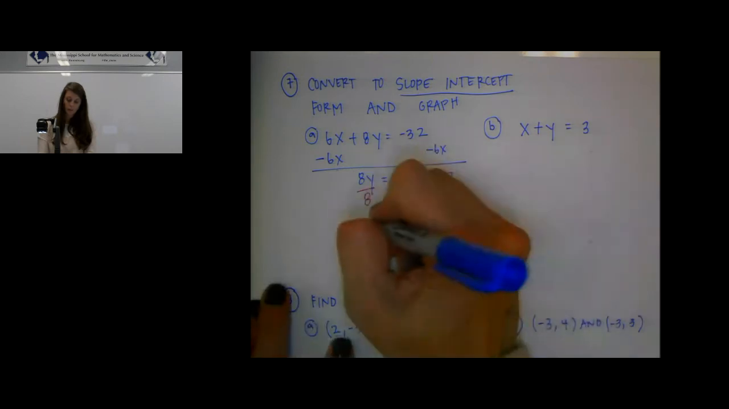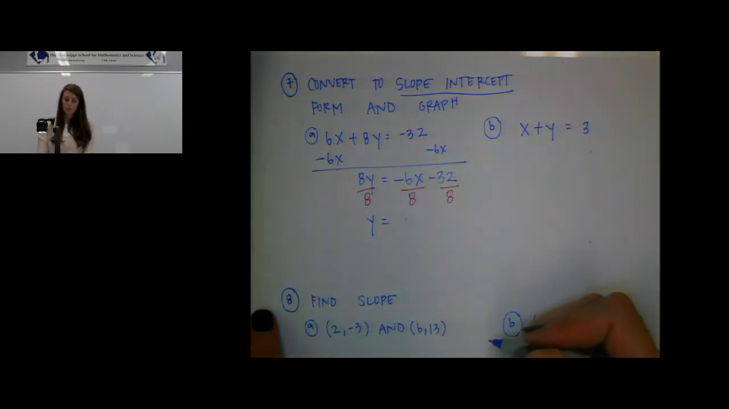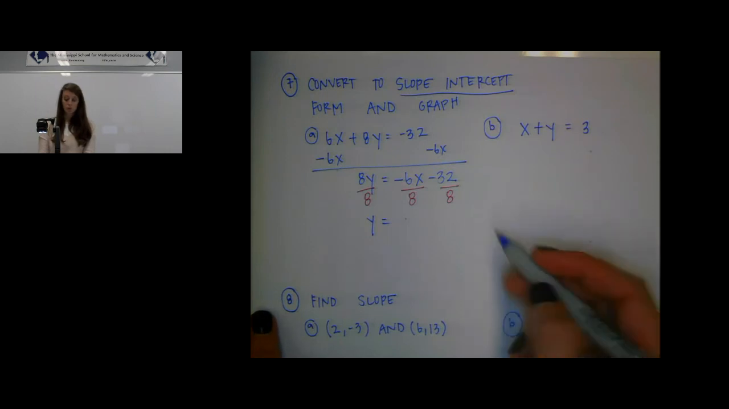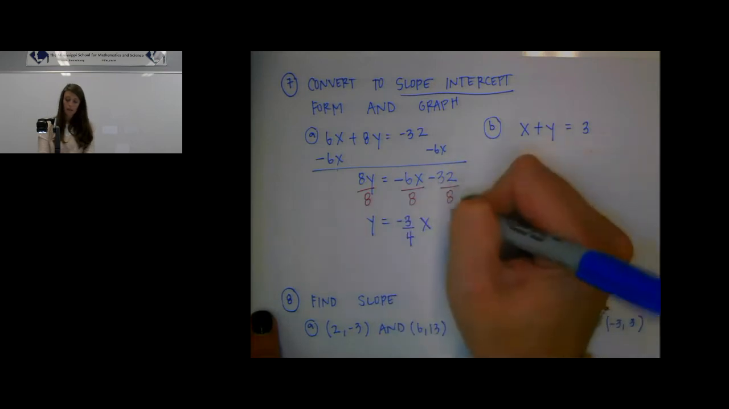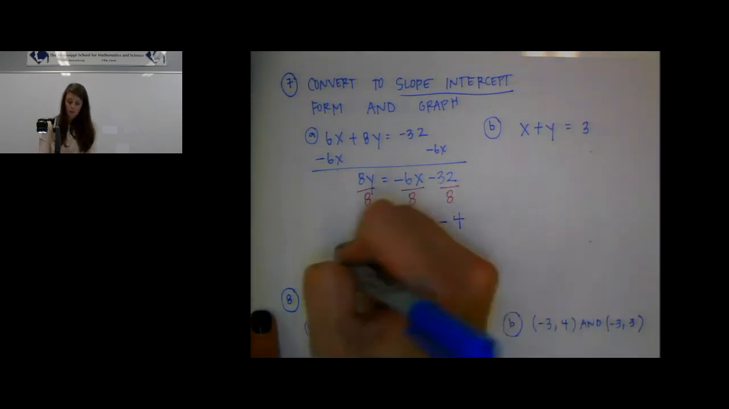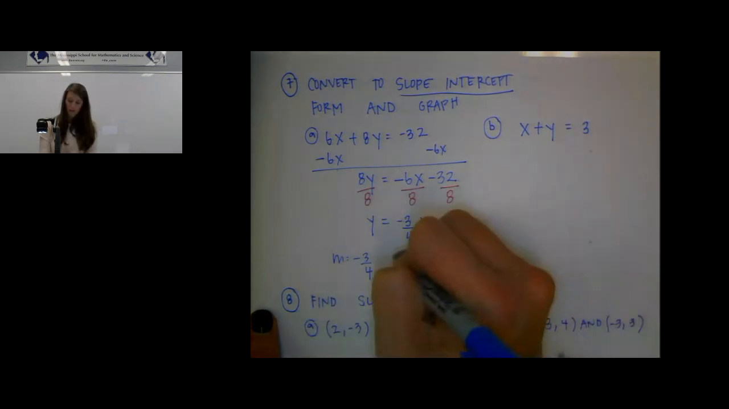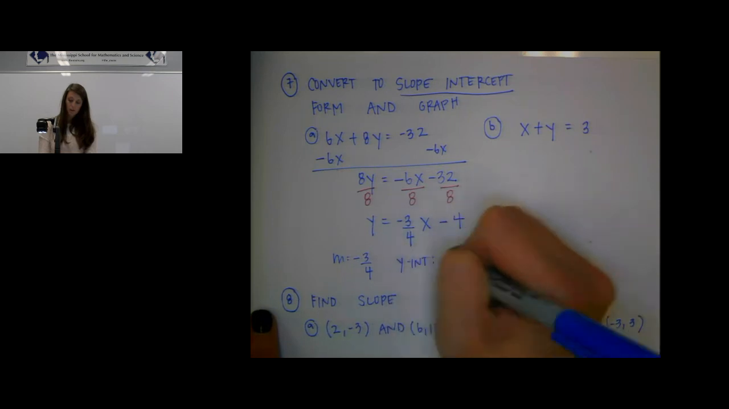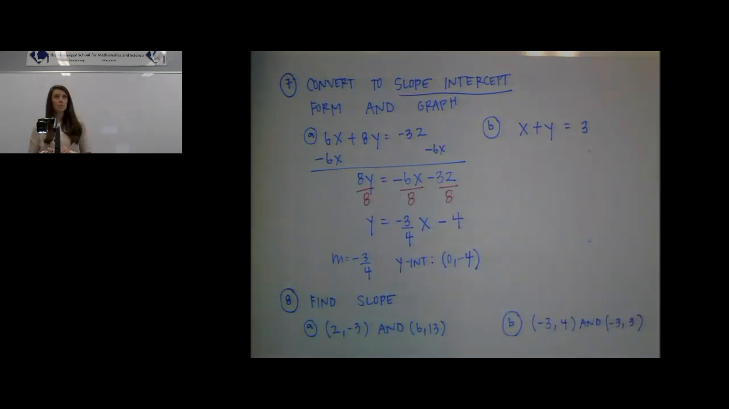So here I'm going to have y equals, now I've got a -6 over an 8. So what goes into both of those two numbers is a 2. So this is going to be a -3 over 4x. And 8 goes into 32 4 times. So my slope here is going to be a -3/4, and my y-intercept is going to be a (0, -4). So that's the number that I'm going to plot, that (0, -4), and then I'm going to use that slope to find another point.